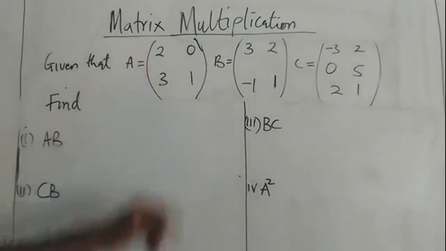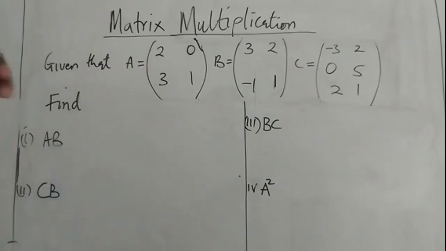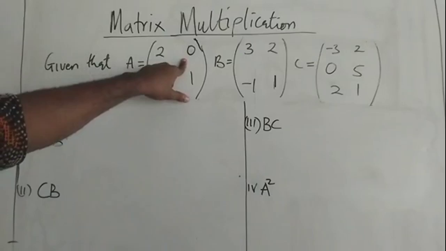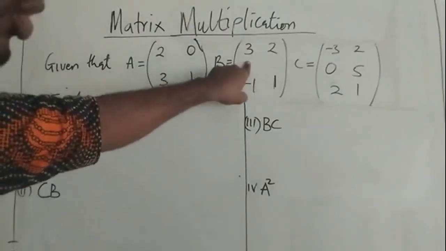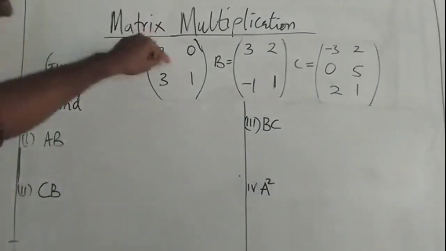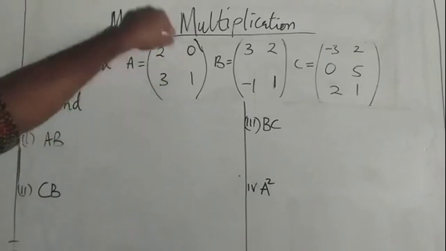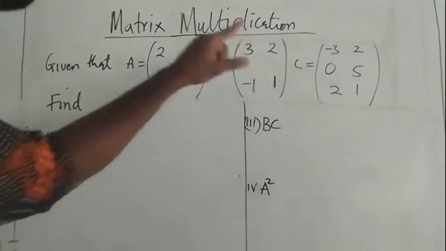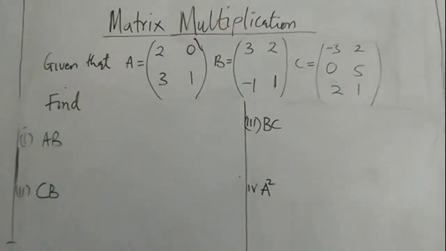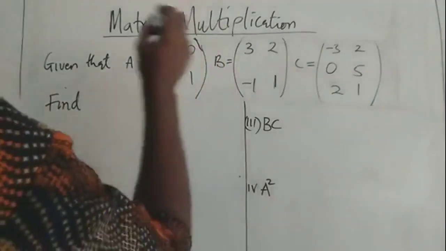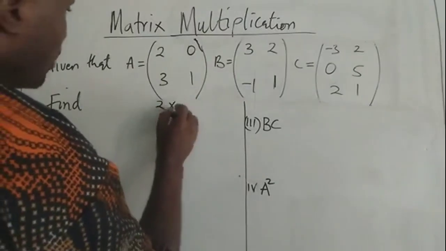Before you can multiply two matrices, make sure that the number of columns in the first matrix is equal to the number of rows of the second matrix. That is, the number of columns of this first matrix is equal to the number of rows of the second matrix. Now let's write the order of the first matrix. The order is 2 by 2.